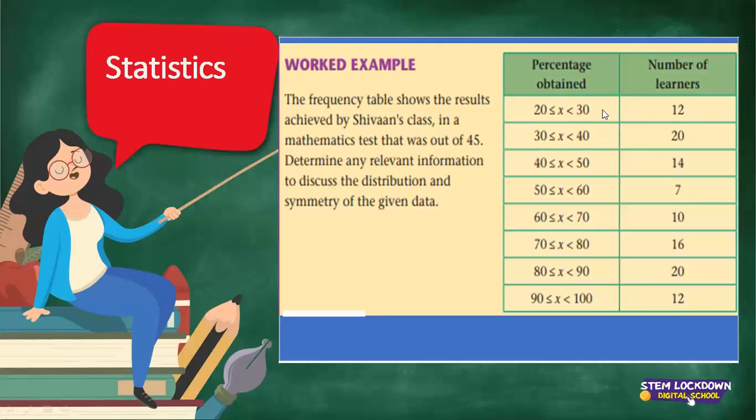Okay, the 25 here multiplied by 12, 35 multiplied by 20, 45 multiplied by 14, 55 multiplied by 7, 65 multiplied by 10, 75 multiplied by 16, 85 multiplied by 20, 95 multiplied by 12.